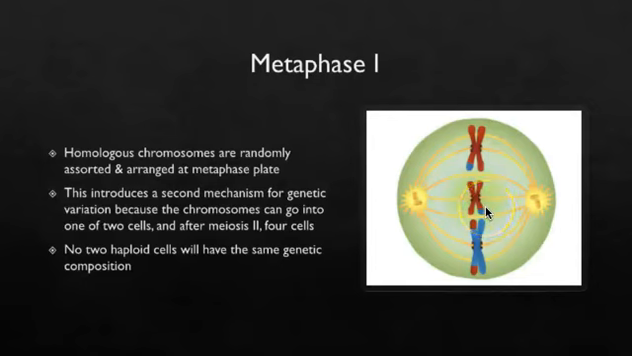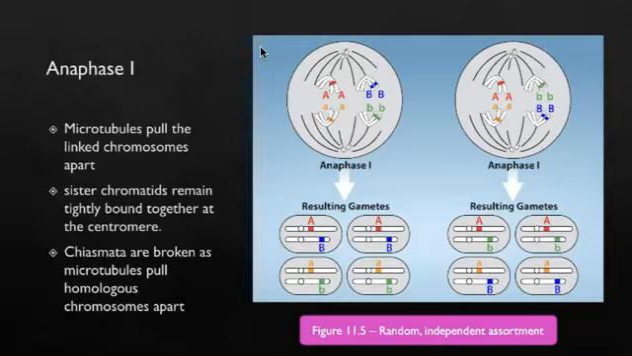And we know that in humans with 23 pairs of chromosomes, this independent assortment creates an enormous amount of diversity. There are over 8 million possible combinations of chromosomes that can result just from this stage alone, and that's before we even consider the crossing over that took place. So by the end of metaphase 1, no two haploid cells will have the same genetic composition. Now let's look at anaphase 1.